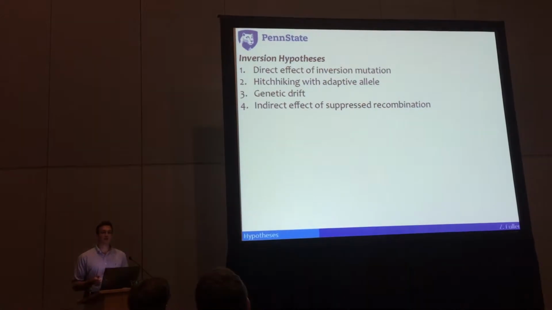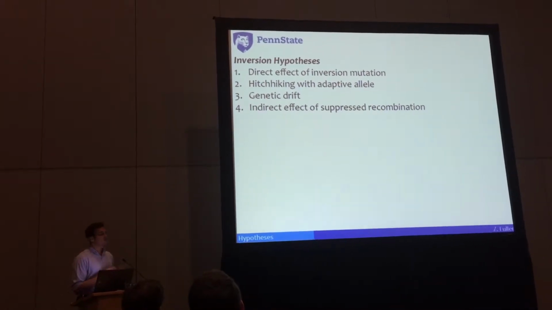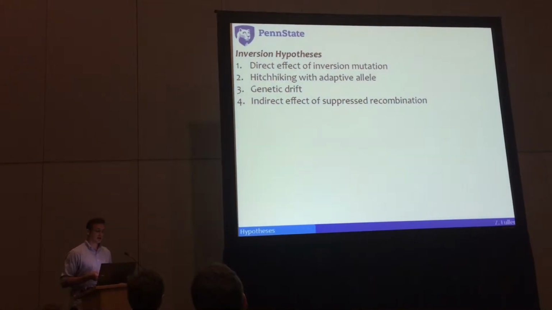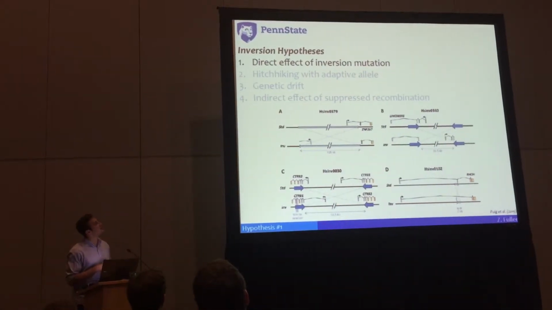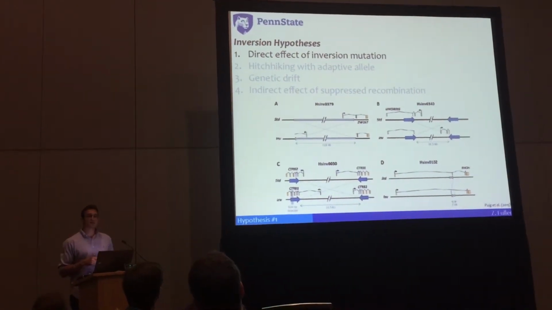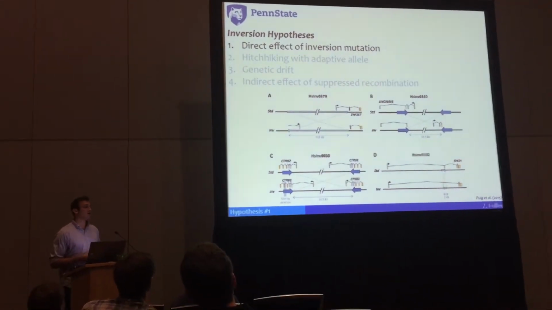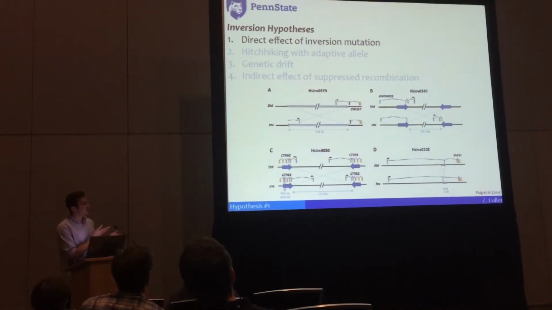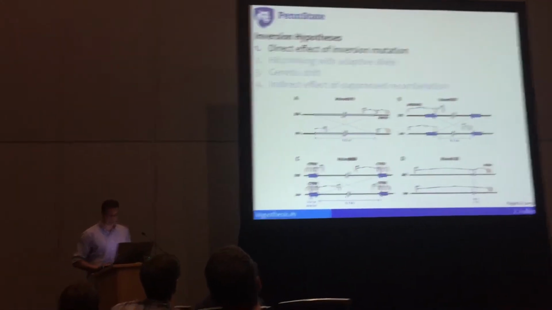So despite the ubiquity in nature, we don't have a clear understanding how inversions can become established or maintained within populations. There's 4 different classes of hypotheses that are used to explain how this process works. The first hypothesis is that inversions are established through their direct effects. So there's evidence that some inversion breakpoints disrupt the protein coding regions of genes or modify regulatory elements. There's evidence in several polymorphic human inversions that this is actually the case.